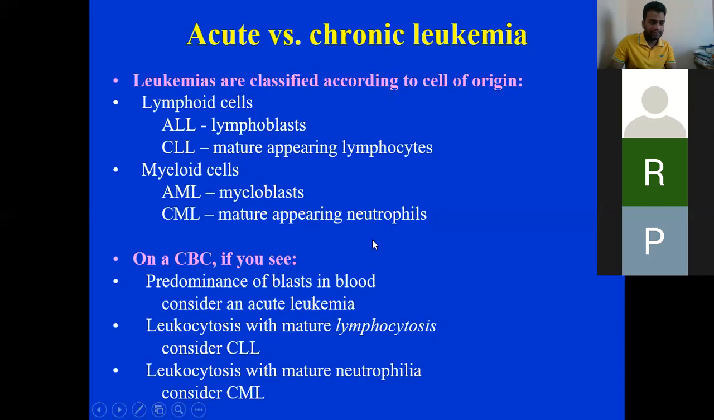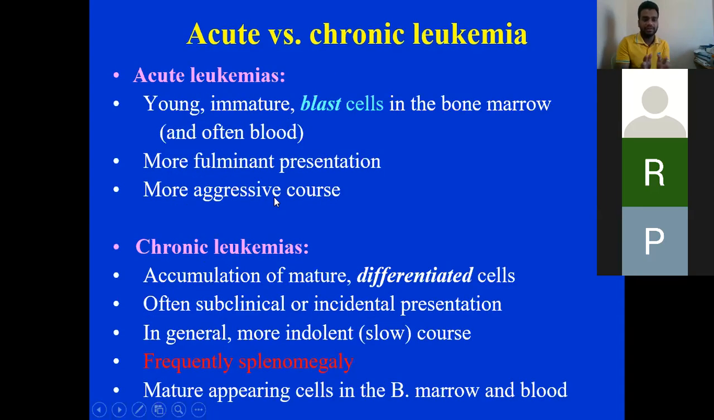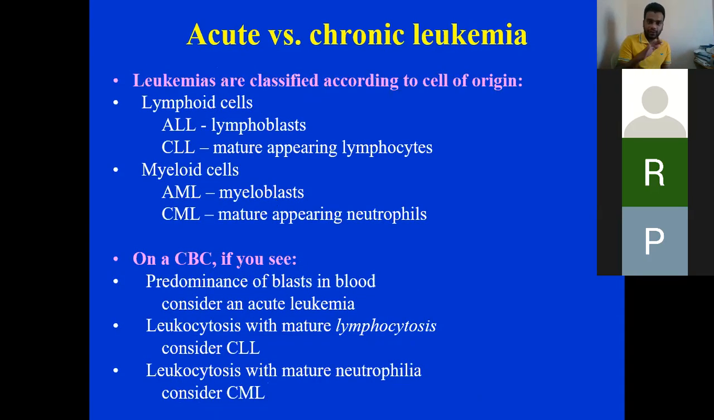Let me drag this video icon over here. Now let me tell you something about this, then you can figure out what is happening in that cell line. So leukemias are classified according to the cell of origin. That is very clear to you people.